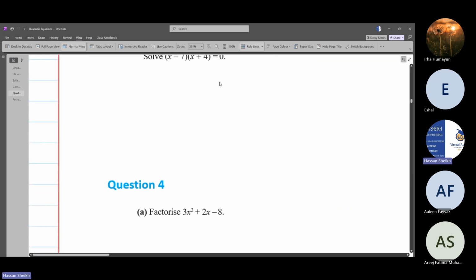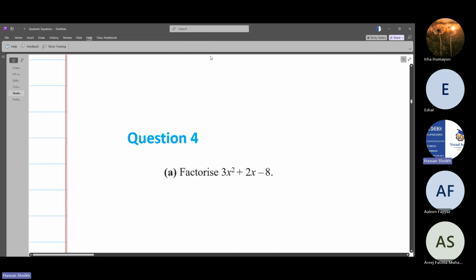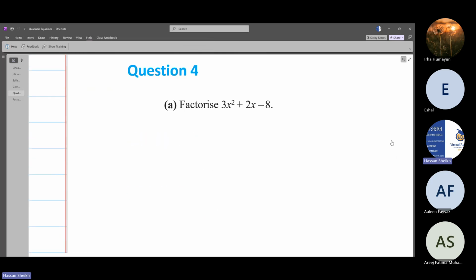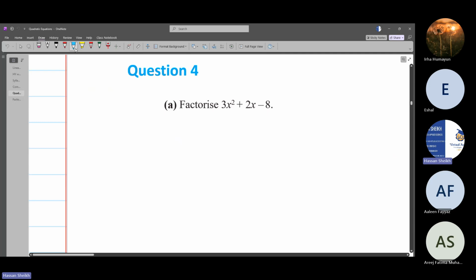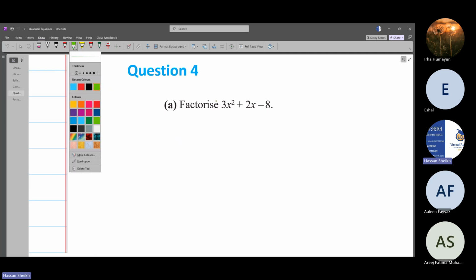So girls, one more time. How do we factorize? First of all, is it an expression or an equation? Expression. Okay, can we solve it? No. We can only simplify or factorize it. So starting off with the factorization, which is the middle term break method.